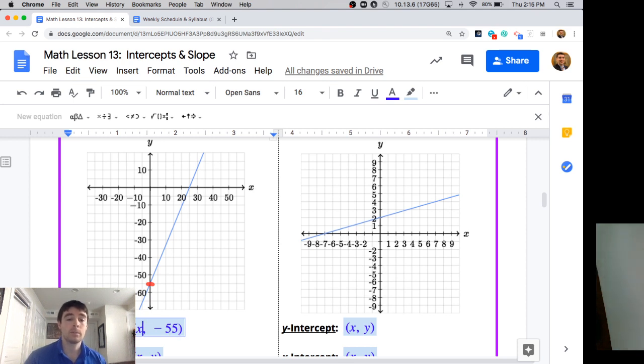For every y-intercept, again, our x value is always going to be 0. We're not moving left or right. We just went straight down by 55 units, so it's 0 and negative 55 for the y-intercept.